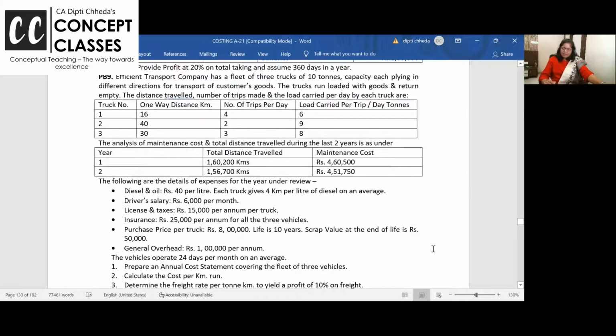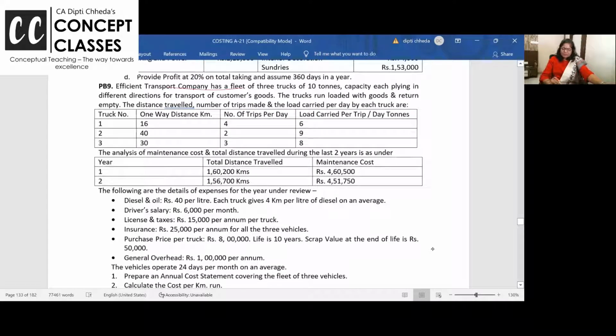See, now this is semi-variable overhead asked in a transport problem. Total distance traveled, this much kilometers, maintenance cost, this much. Now this cost is not fixed. Ma'am, how did you know it is semi-variable? This is taught to you in the very first basic chapter. If you want, I would revise it for you.